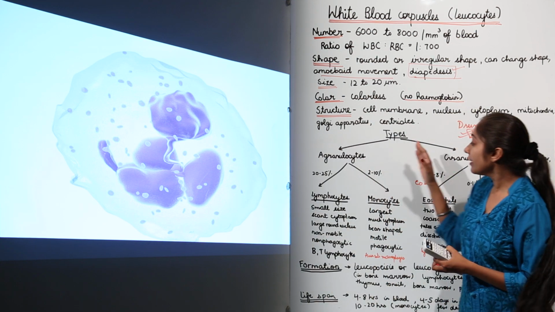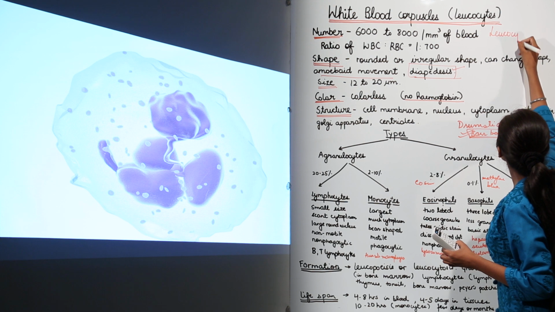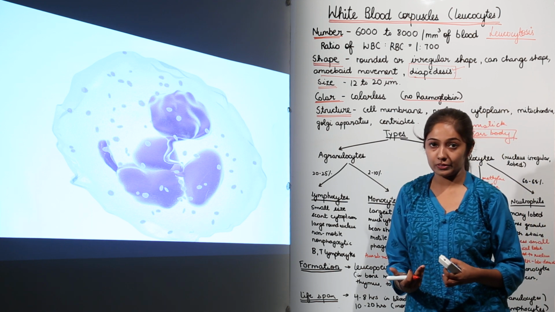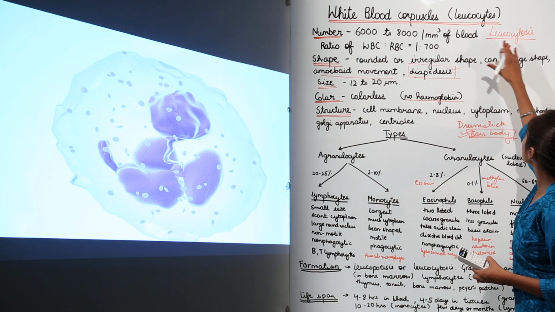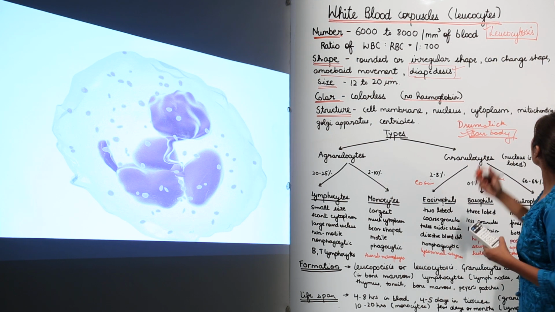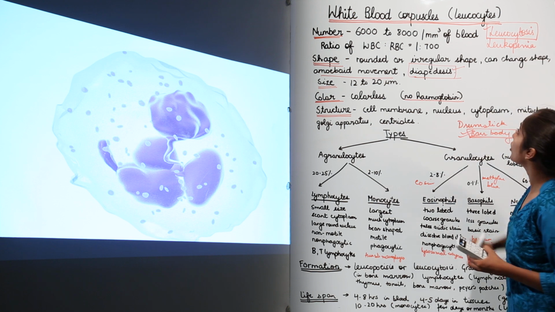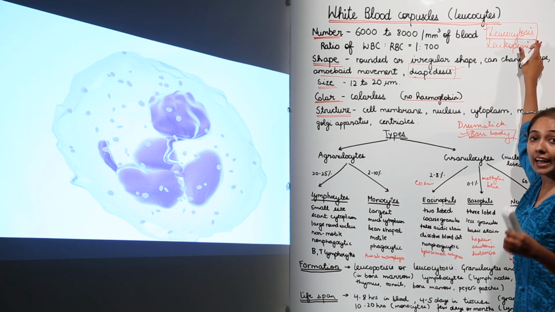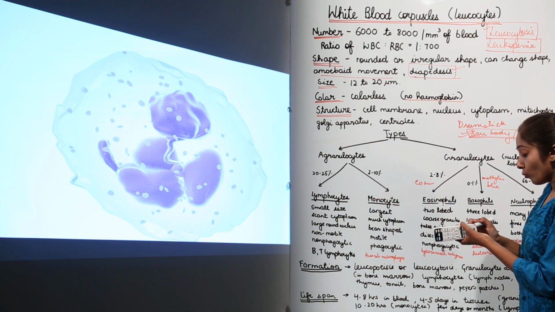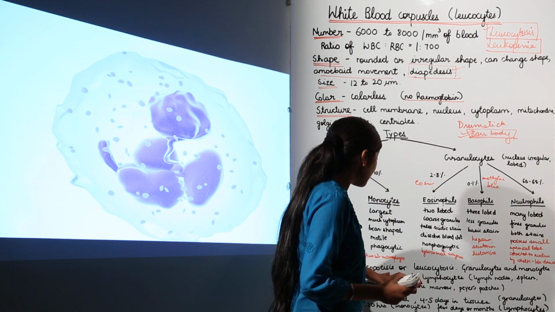So now here I want to introduce to you a term, that is leukocytosis. When there is an abnormal increase in the number of white blood corpuscles, we call the condition leukocytosis, right? And if there is an abnormal decrease in the number of leukocytes, we call that condition leukopenia. So abnormal increase in the number of WBCs is termed leukocytosis, and abnormal decrease in the number of leukocytes is known as leukopenia.